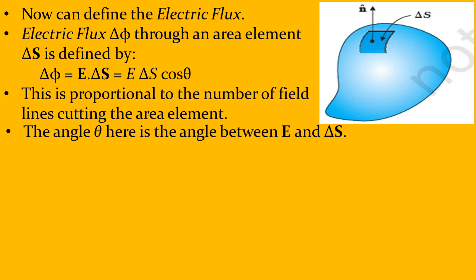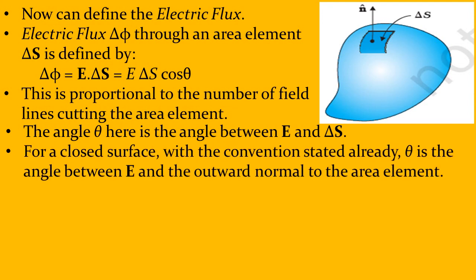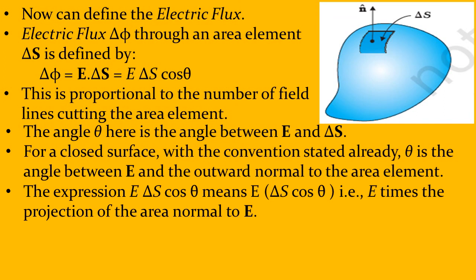Now the angle theta: this is the direction of the area element n hat, and suppose the direction of the field is this way. The angle between the direction of the field and n hat is the angle theta. For a closed surface, we have already stated the convention. Theta is the angle between E and the outward normal. The expression E delta S cos theta means E times the projection of the area normal to E.